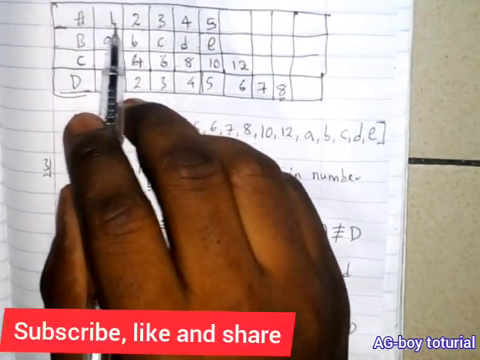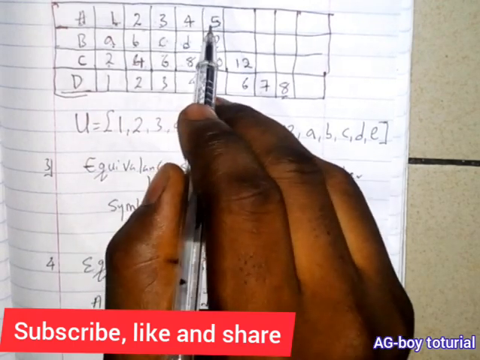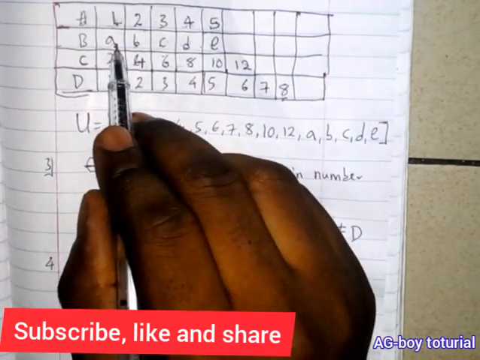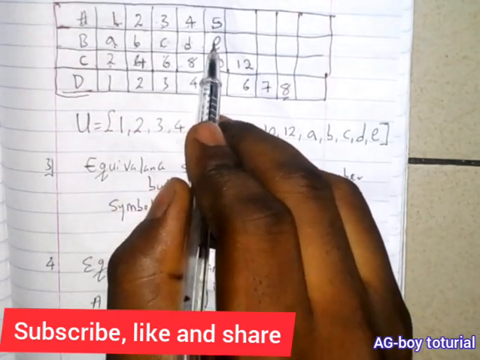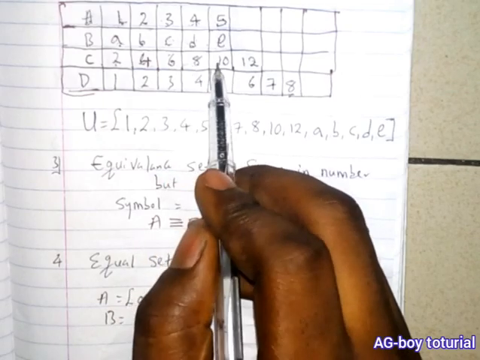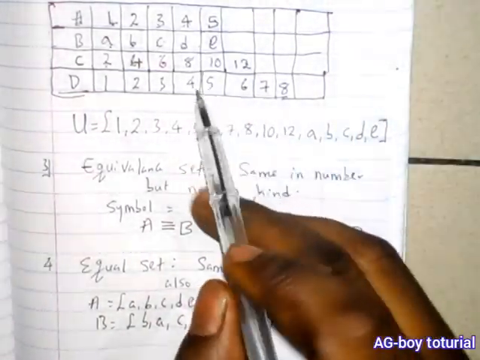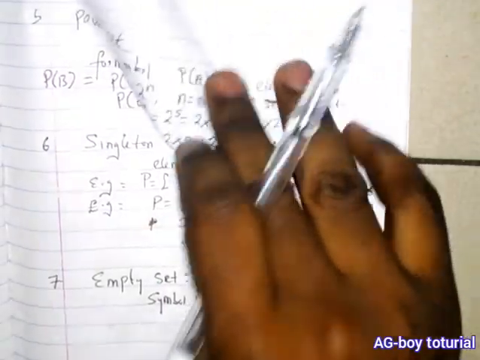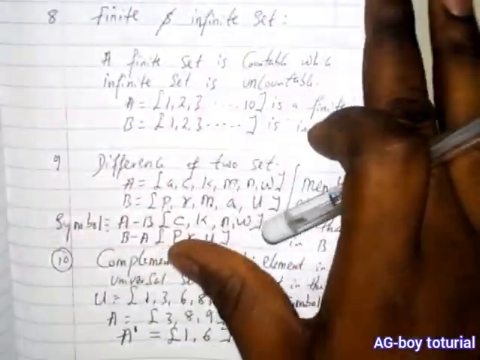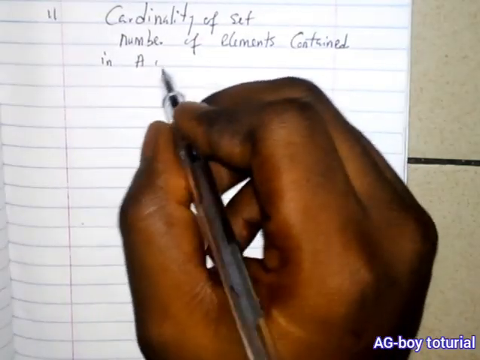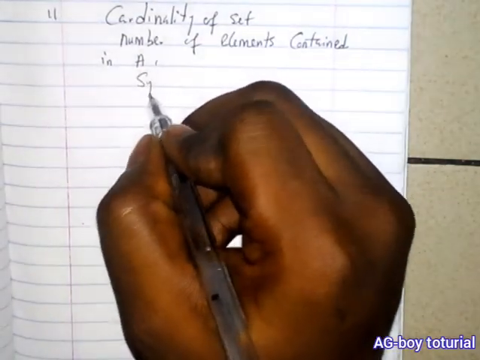Number of elements contained in A is 1, 2, 3, 4, 5. So we have 5 cardinality. If it's B, we have 1, 2, 3, 4, 5. So we have 5 cardinality. If it's C, 1, 2, 3, 4, 5, 6. We have 6 cardinality. For D, we have 8 cardinality. So that is how cardinality is calculated. So that is simple.